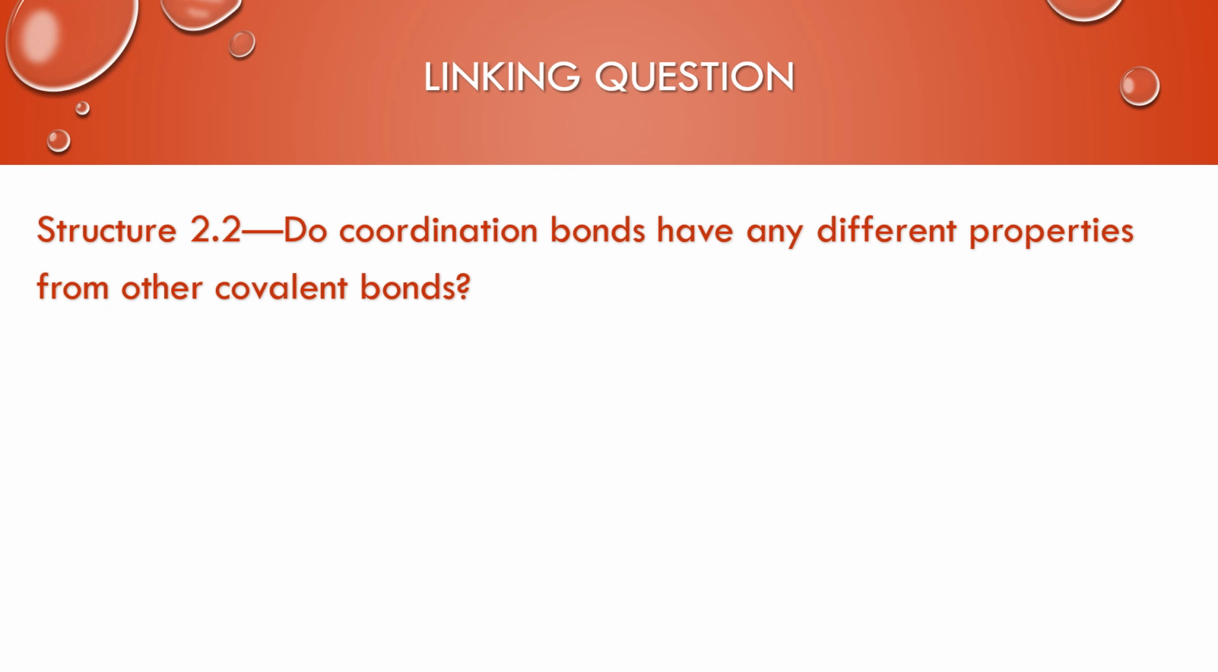So this also links to structure 2.2, coordination bonds. Do they have any different properties from other covalent bonds? The biggest thing you need to know about coordination bonds is that both electrons are coming from one of the two atoms in the bond. Whereas a typical covalent bond is going to have one electron coming from each of the atoms, and when they share, it forms that covalent bond. Coordinate bonds is just both electrons are coming from one of the atoms. So that is the difference that you should recognize and understand.